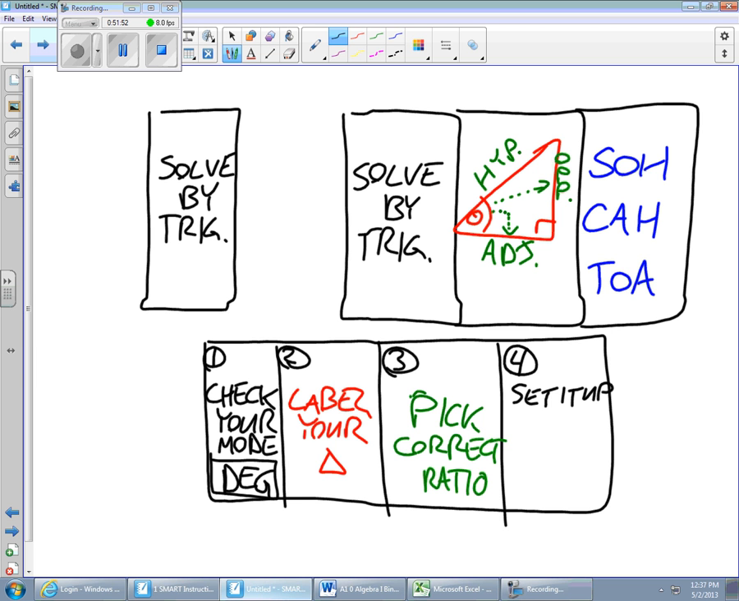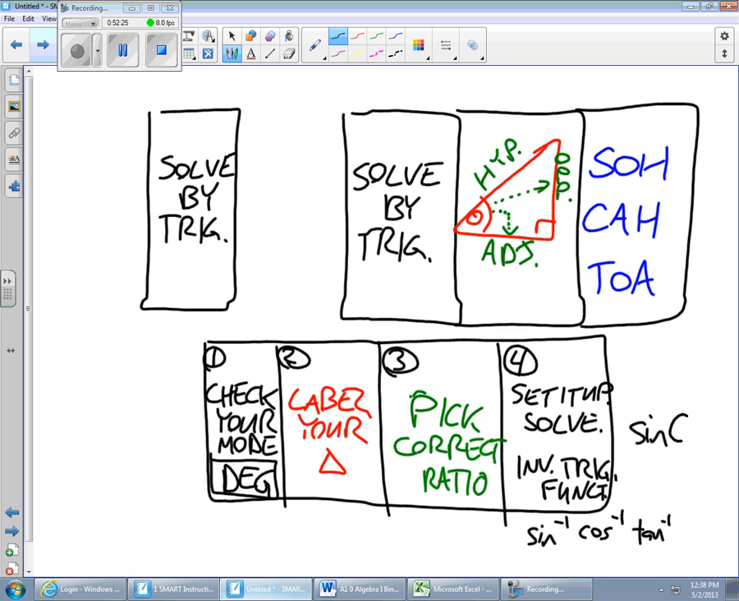Okay, from there, on 4, you're going to set it up, meaning you're going to plug into the ratio that you picked. You are going to solve it, which will bring you an answer to your problem. Okay, and keep in mind, use the inverse trig buttons, or the inverse trig functions, which are the ones that say things like sine to the -1, cosine to the -1, tangent to the -1, and you use those anytime you're actually trying to solve for theta.